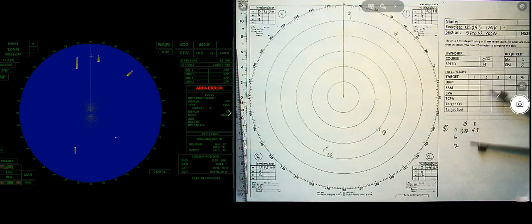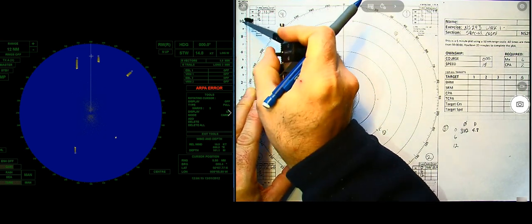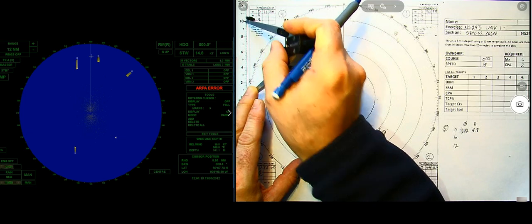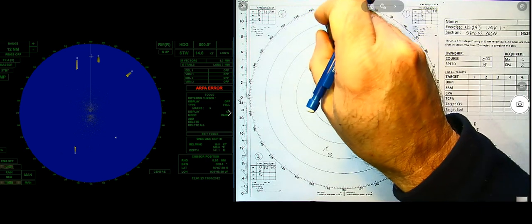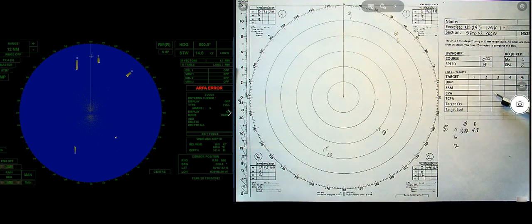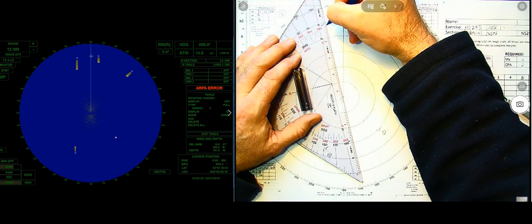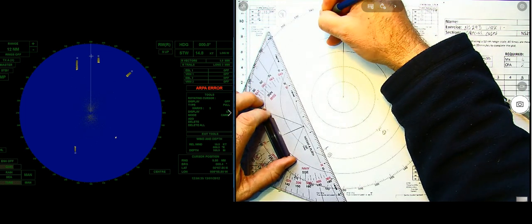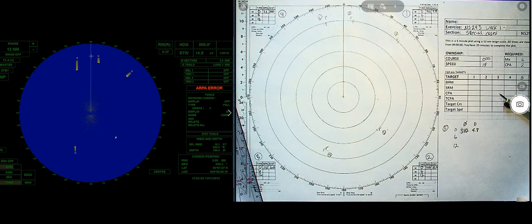And then target 5 is 9.8. So I'm going to have to get my dividers out here again. 9.8. And that's at approximately 347. So there's 345, 347-ish, something like that. All right. So I'll get 347. I'll put my pencil down there, put my triangle up against it, and voila. So that's going to be target 5. Okay, and that's R for there. Okay, great. So let's look at the clock here. We're about 4 minutes into the simulation.